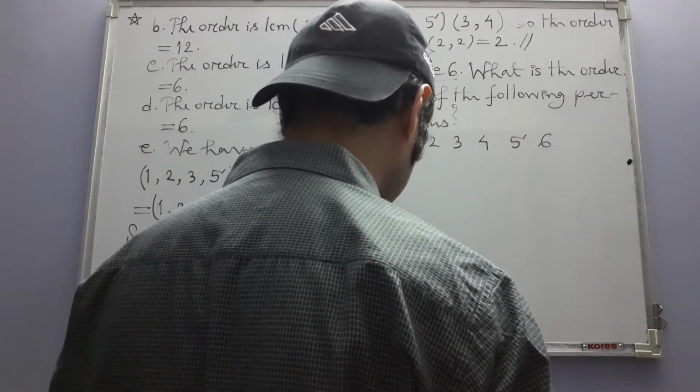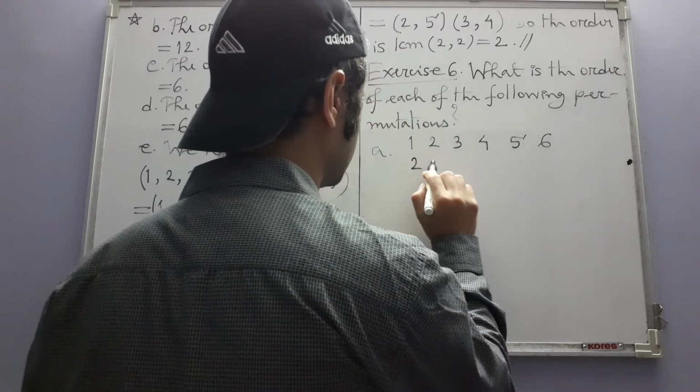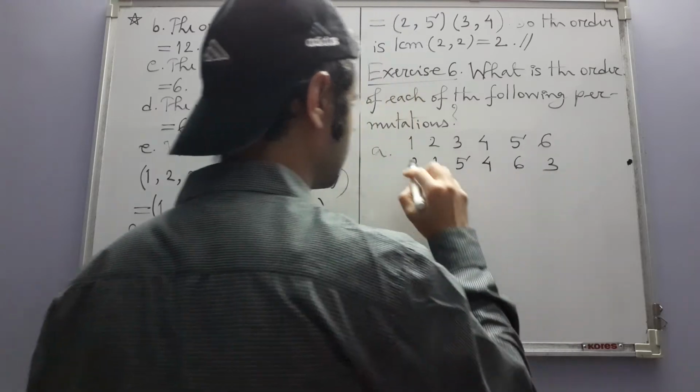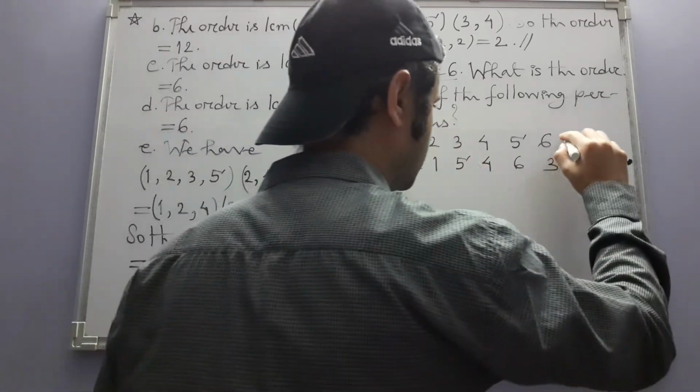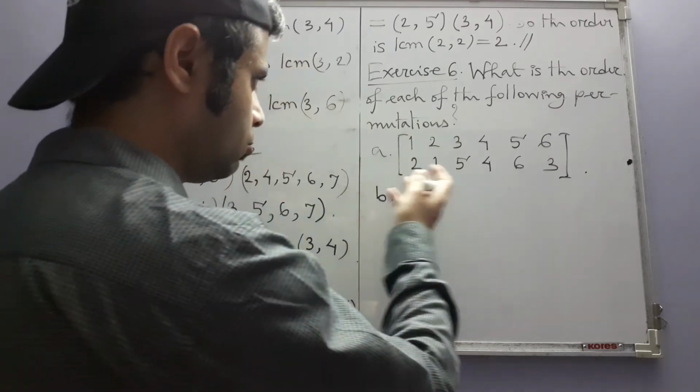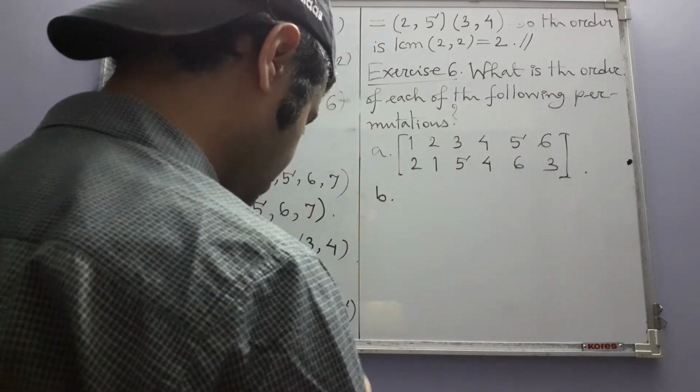Two, 1, 5, 4, 6, 3. Two, 1, 5, 4, 6, 3. 2, 1, 5, 4, 6, 3.